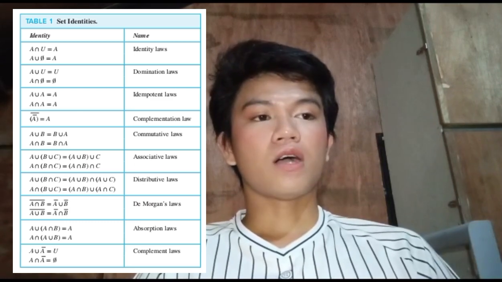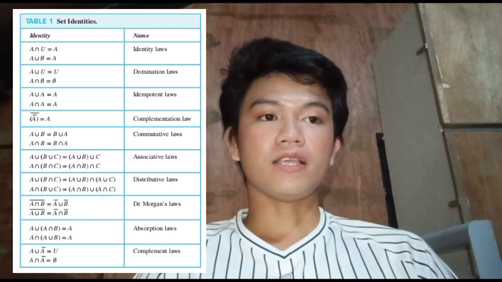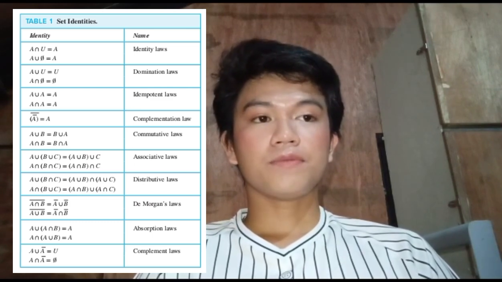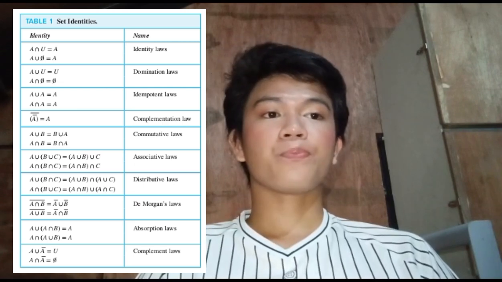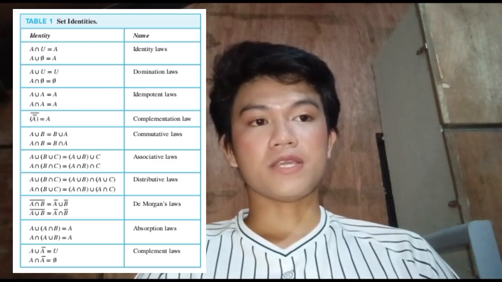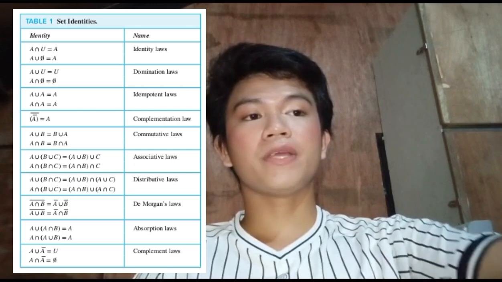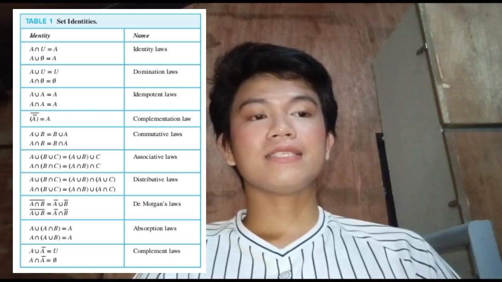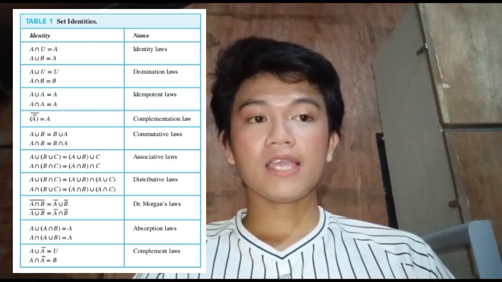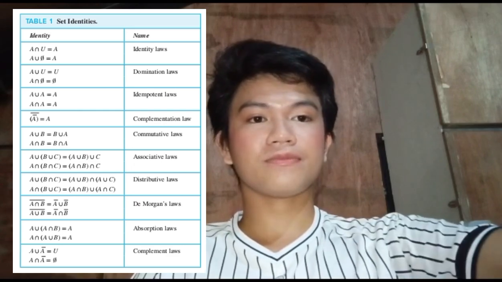And the following one is the absorption laws. Here you can see that A union (A intersect B) equals A, and A intersect (A union B) equals A. The last one is the complement laws. Here you can see that A union A' equals U, and A intersect A' equals the empty set.